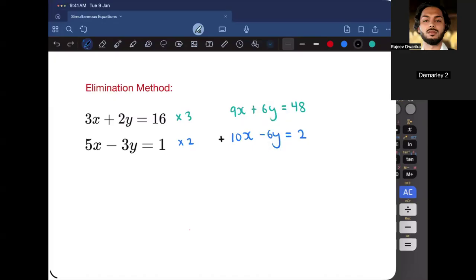And so then we have 9x plus 10x. What is 9x plus 10x? That's 19x. What is 6y minus 6y? Nothing. What is 48 plus 2? That's 50.